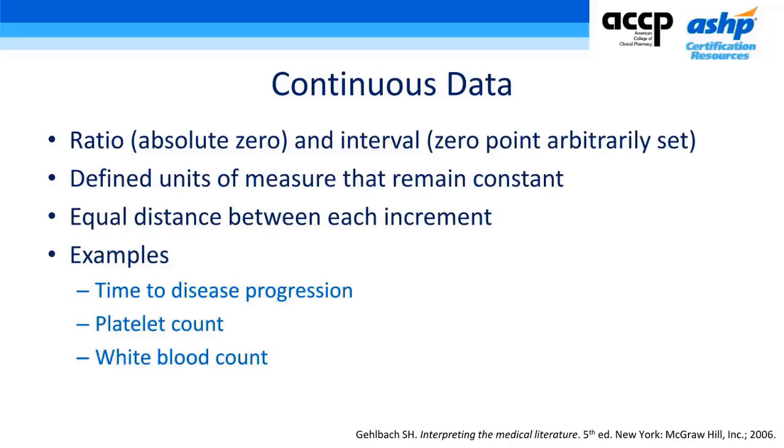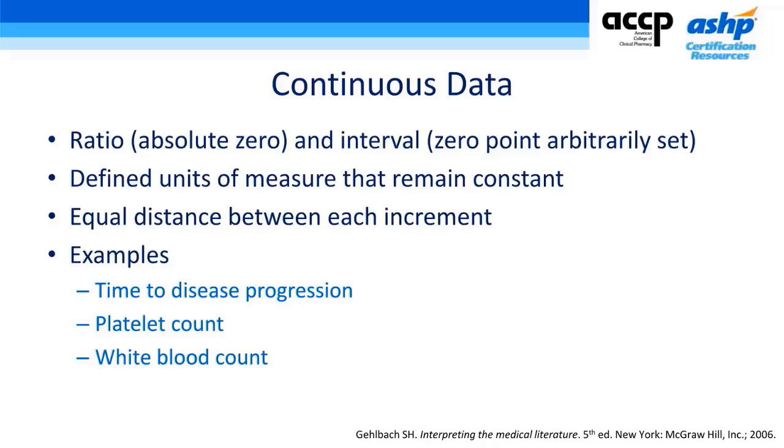The last type of data is continuous data. Within continuous data, we have ratio and interval, which are defined on this slide. Continuous data have defined units of measure that remain constant in between the continuum. And so within those defined units of measure, there is equal distance between each increment. And so that is the difference between continuous data and ordinal data.